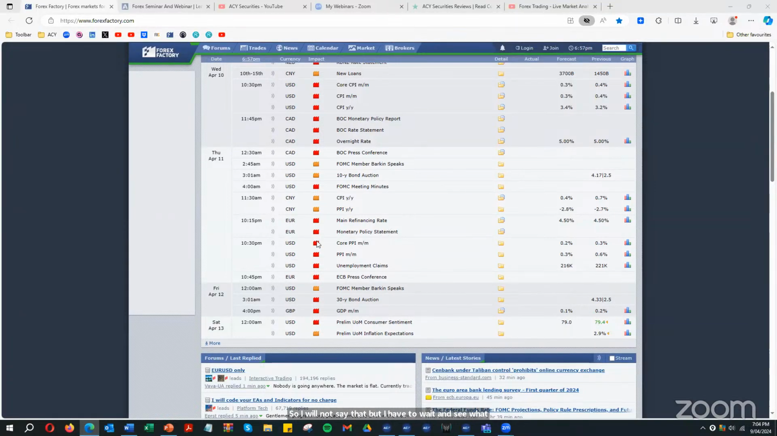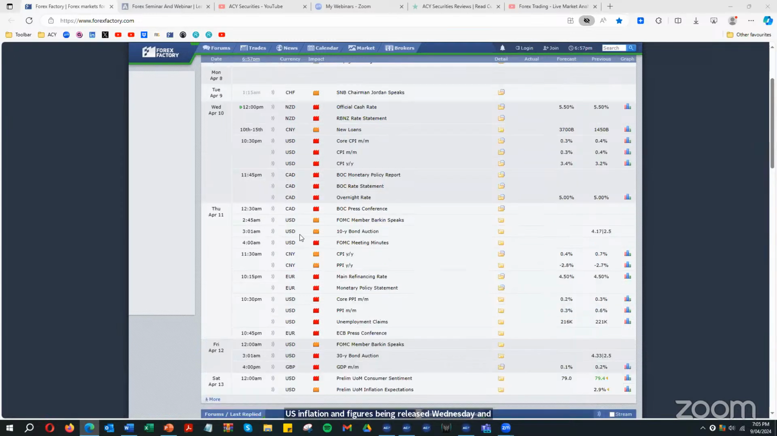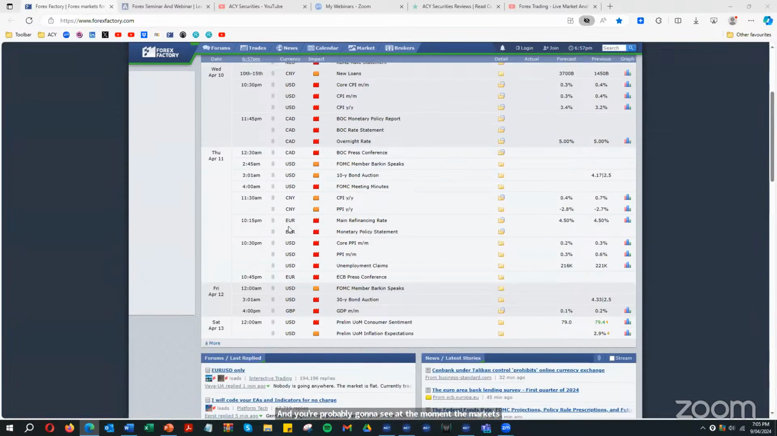And of course, we've then got the PPI data release from the US, which is more inflation figures coming out, and unemployment claims at 10:30 p.m. And then at 10:45 p.m. from the Eurozone, we have the press conference. So it's going to be very volatile here. It's going to be very difficult with these US inflation figures being released Wednesday and then Thursday, very difficult to hold a position. And you're probably going to see at the moment the market's fairly range bound after moving yesterday.